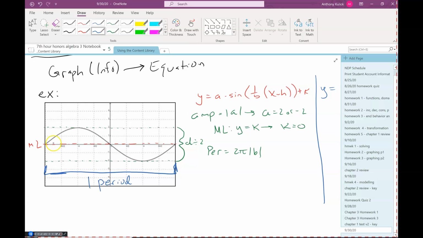If I count there, we're starting at -2 pi, and it ends at +2 pi. So my one period is 4 pi. That tells me the B value has to be 2 or -2.